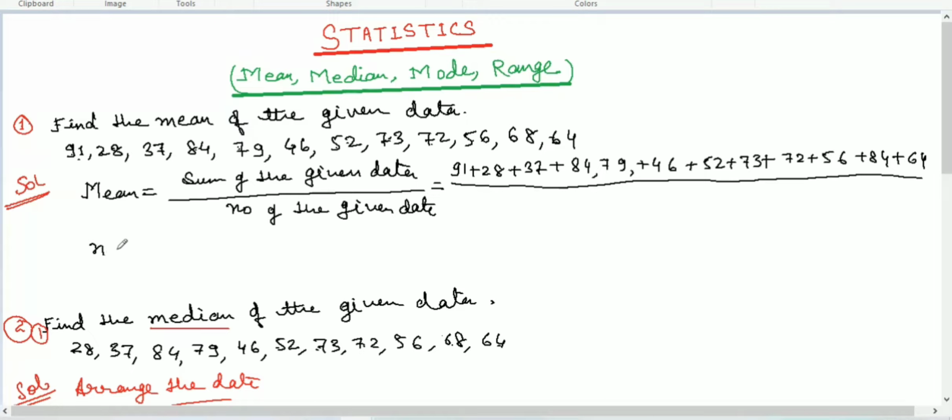So we have to count the data, how many numbers are there. So 1, 2, 3, 4, 5, 6, 7, 8, 9, 10, 11, 12. So n is equal to 12. So we have to divide it by 12, and if you add it all together here, you will get 750 over 12. Calculate it, and you will get 62.5 is the mean of this data.